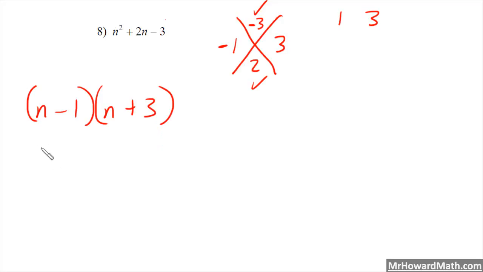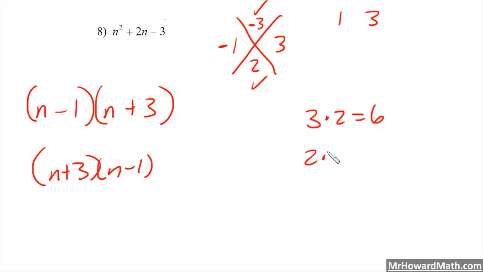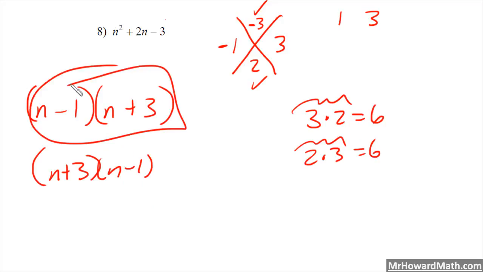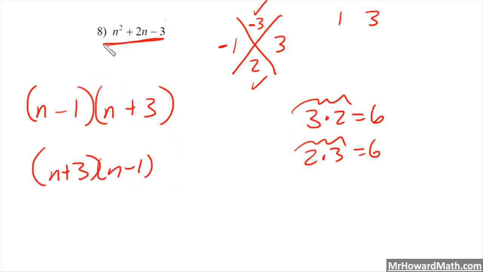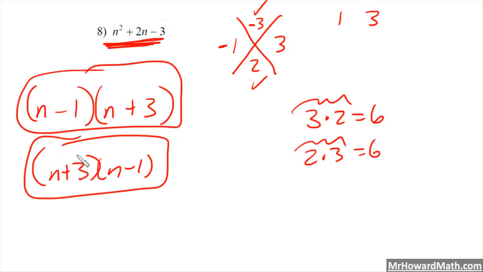Again, it doesn't matter the order. I could also do it this way, n plus 3, n minus 1. When you multiply, order doesn't matter. Just basically, if 3 times 2 is 6, well, 2 times 3 is also 6. You could put the 3 first or the 2 first. Same principle here. It doesn't matter which factor you put first. So the factored form of this is either answer here.